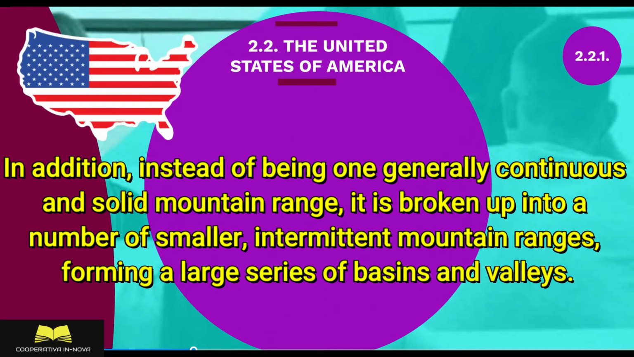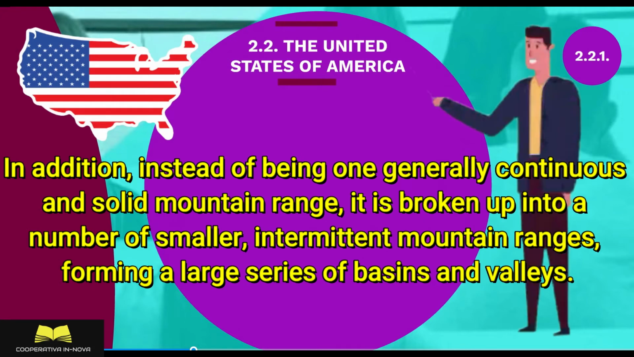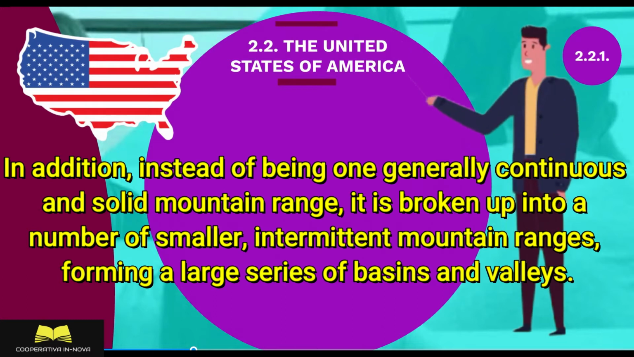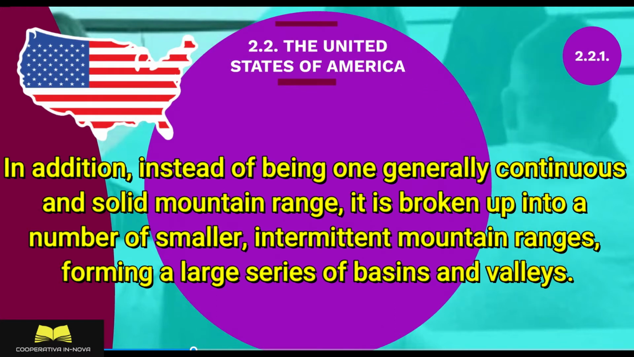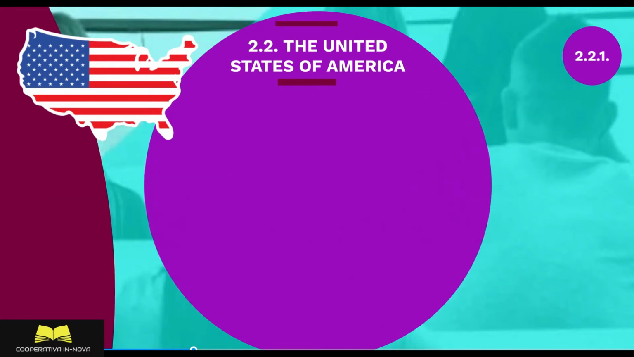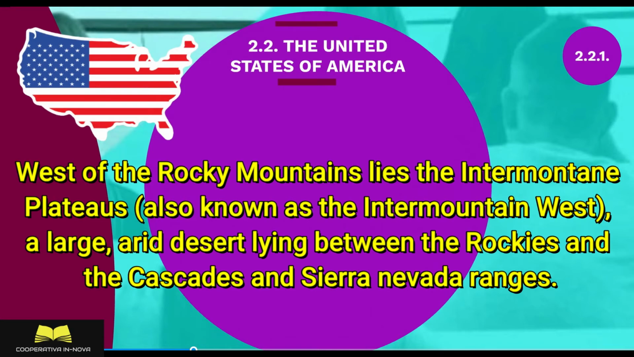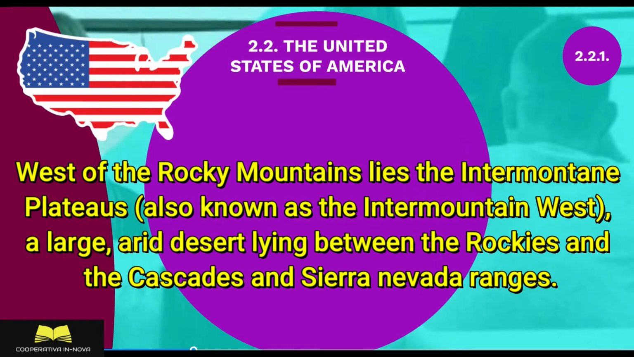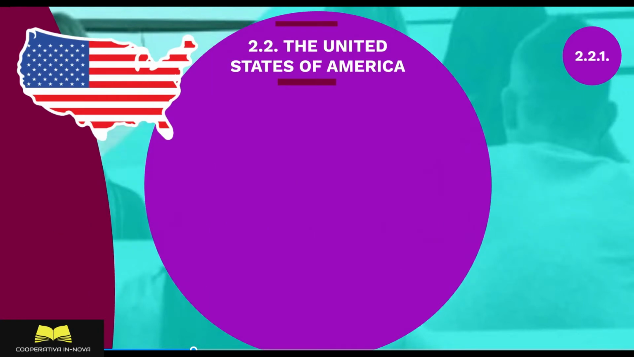In addition, instead of being one generally continuous and solid mountain range, it is broken up into a number of smaller, intermittent mountain ranges, forming a large series of basins and valleys. West of the Rocky Mountains lies the Intermontane Plateaus, also known as the Intermountain West, a large, arid desert lying between the Rockies and the Cascades and Sierra Nevada ranges.